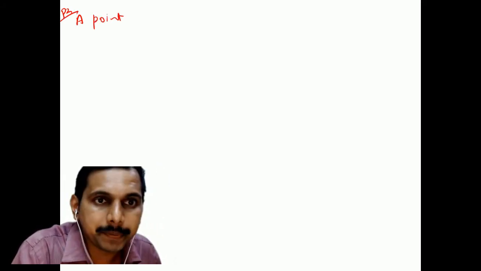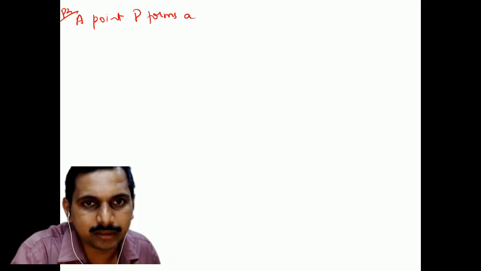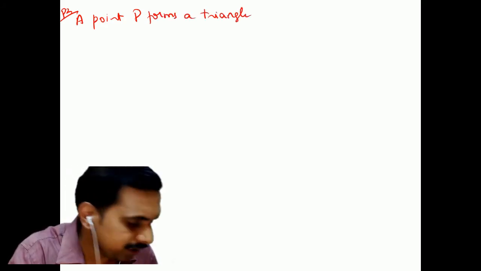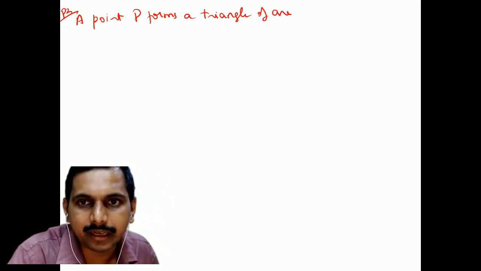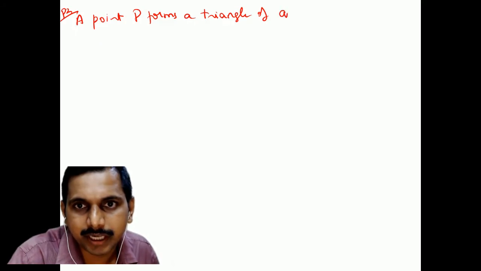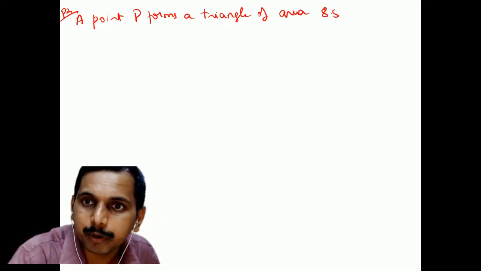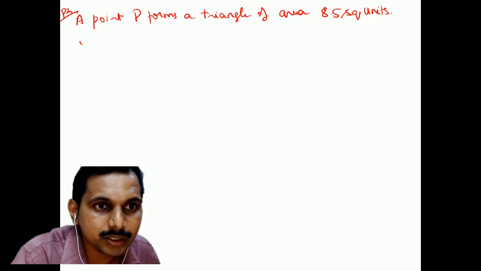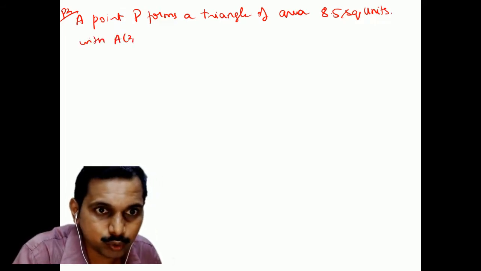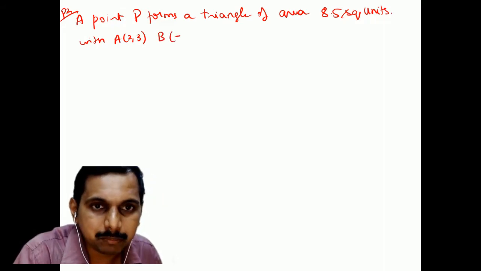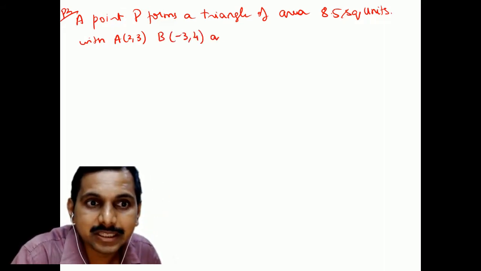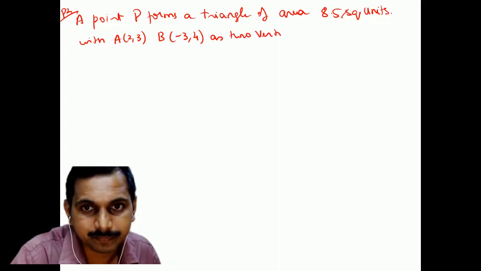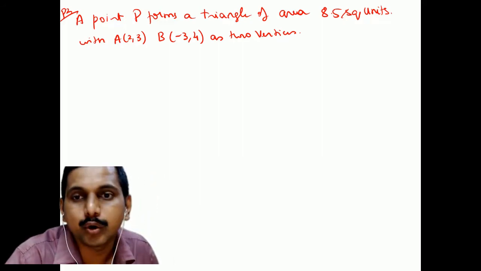Let us solve another problem. Problem 2. A point P forms a triangle of area 8.5 square units with A (2, 3) and B (minus 3, 4) as two vertices. Find the locus of P.